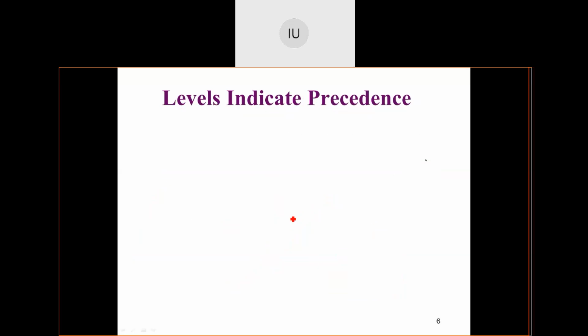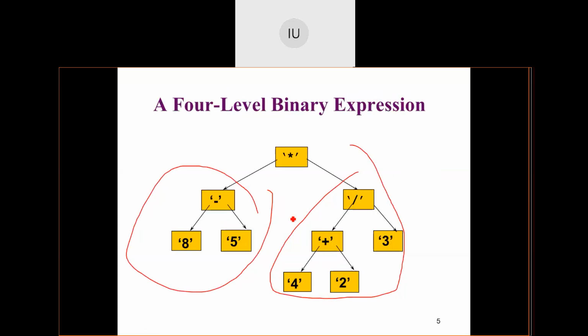Okay. So when I take up this particular example, star is at the top of the tree. I would call star the root node. And minus and division are at level 1. Plus is at level 2.